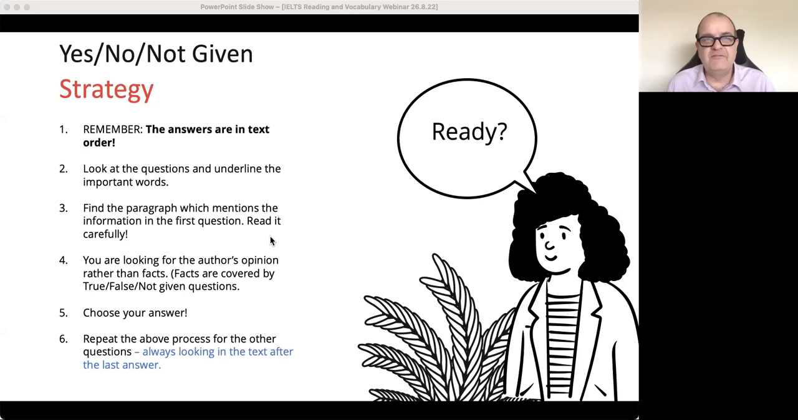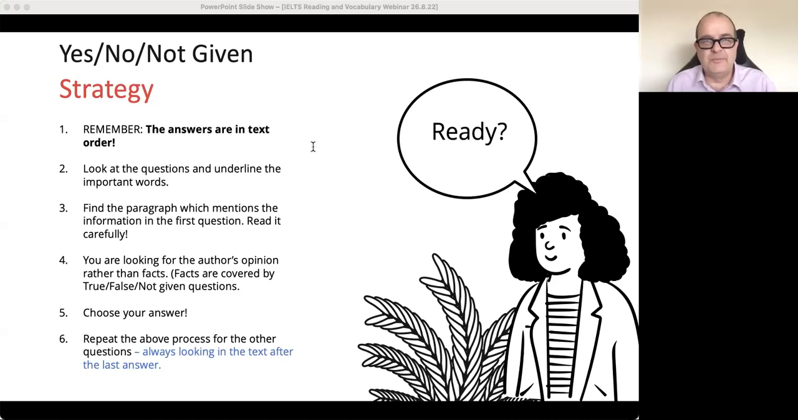Step 3, find the paragraph which mentions the information in the first question and read it carefully. So you go to the place with the synonym of the words that you've underlined in the first question and read it carefully. Step 4, you are looking for the author's opinion rather than facts. Facts are true, false, not given questions. You're looking for the author's opinion. Step 5, choose your answer.